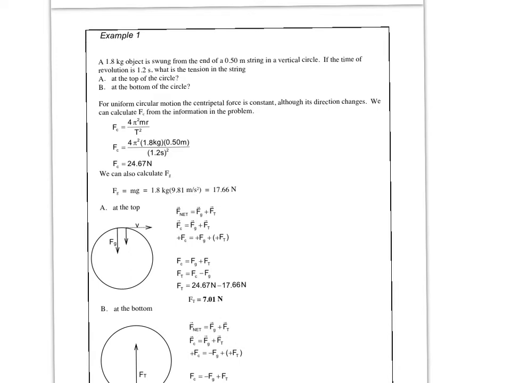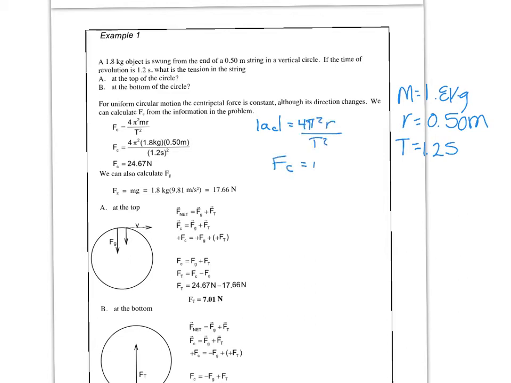So we have its mass, we have the radius, and the time of revolution is the period, which was 1.2 seconds. We plug that all into our FC formula, which we derive from using AC equal to 4 pi squared R over T squared, and FC is equal to mass times centripetal acceleration. So we calculate the centripetal force of 24.67 newtons.